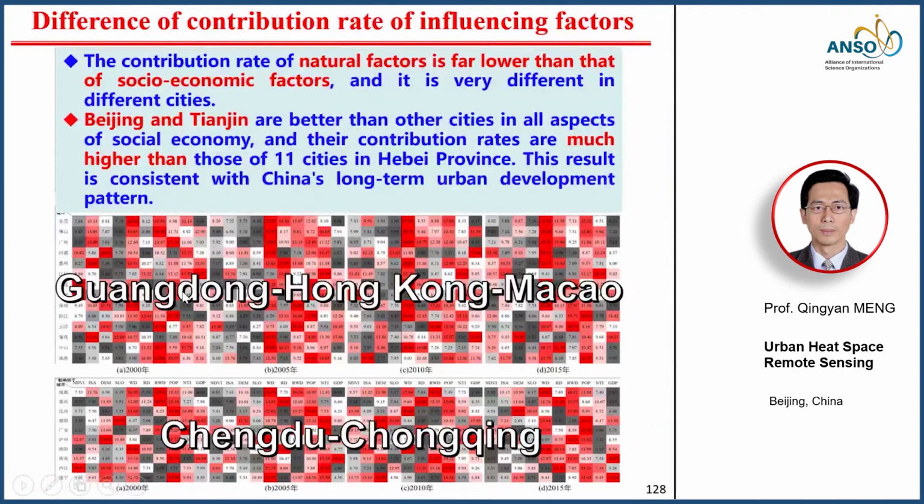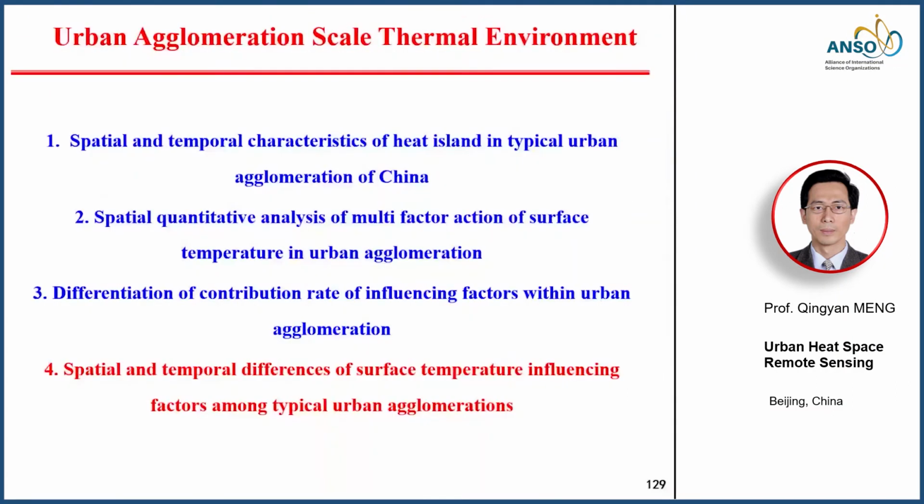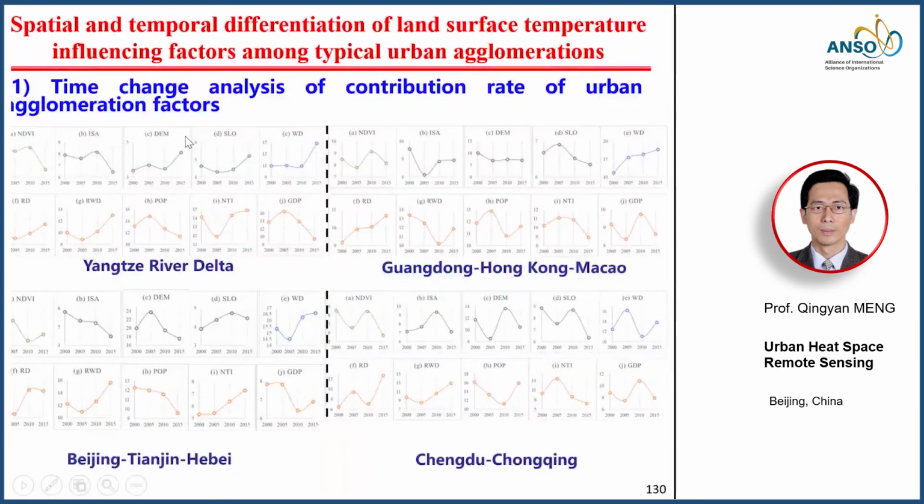We can say the contribution rate of the natural factors is far lower than that of the social economic factors, and it's very different in the different cities. Beijing and Tianjin are better than other cities in respect of the social economic factors, and their contribution rates are much higher than those of the 11 cities in Hebei province. This result is consistent with China's long-term urban development pattern. And lastly, we can see the spatial and temporal differentiation of the land surface temperature influencing factors among the typical urban agglomerations.